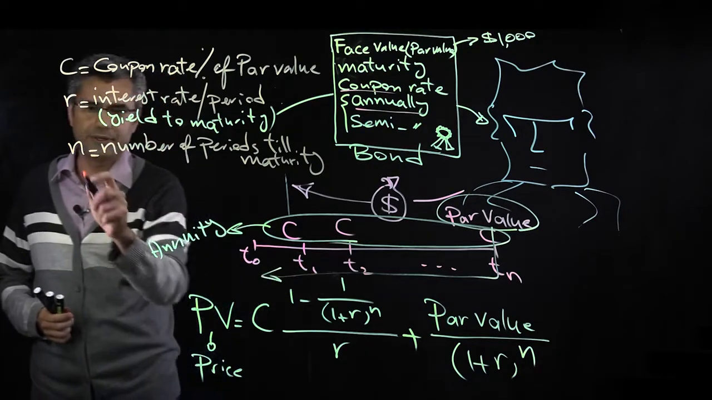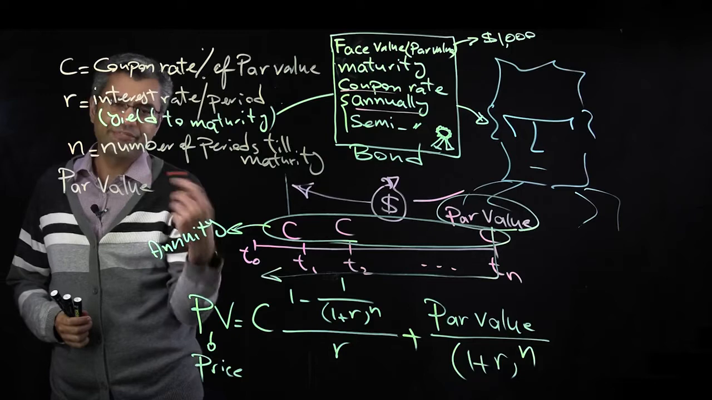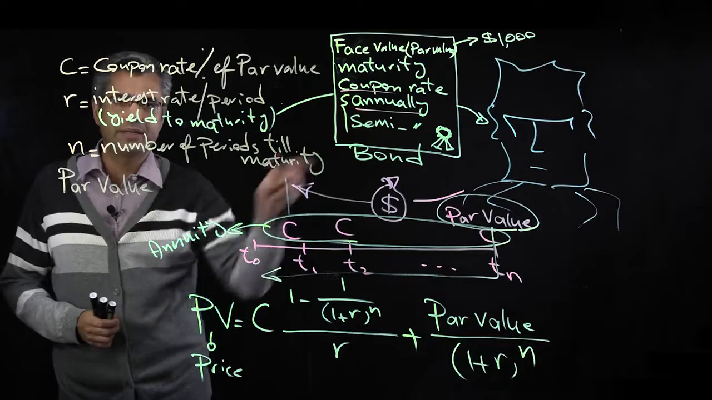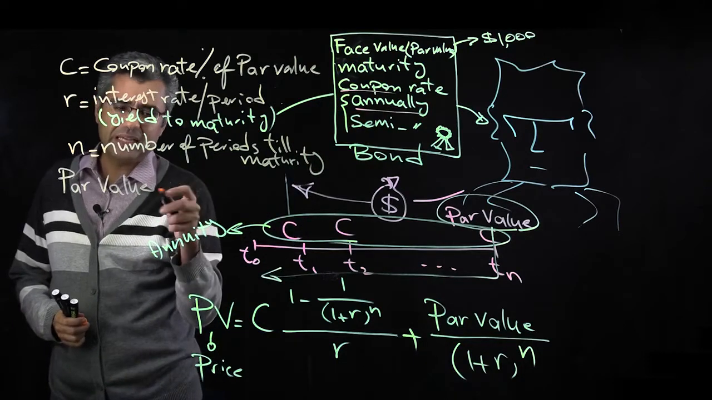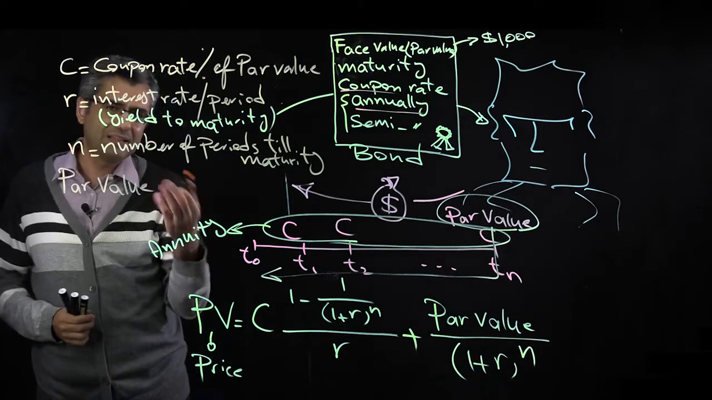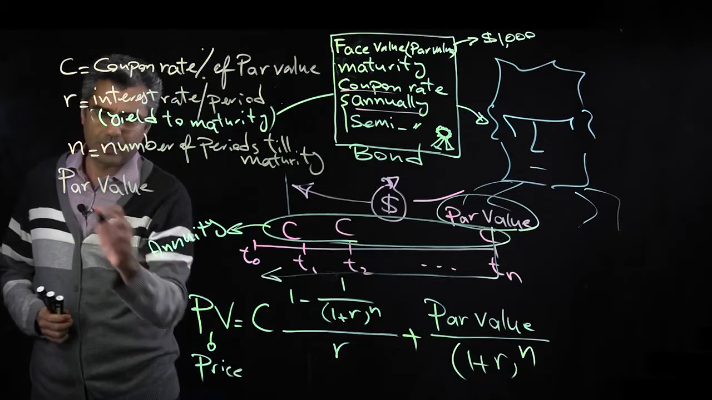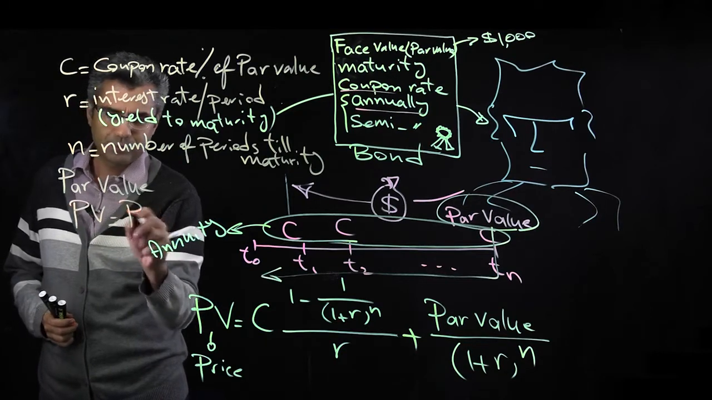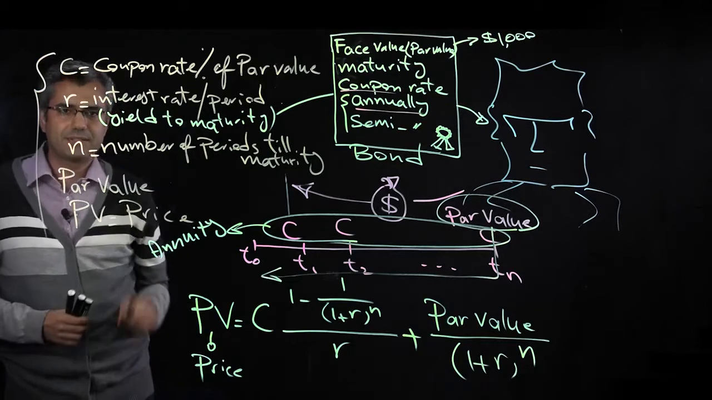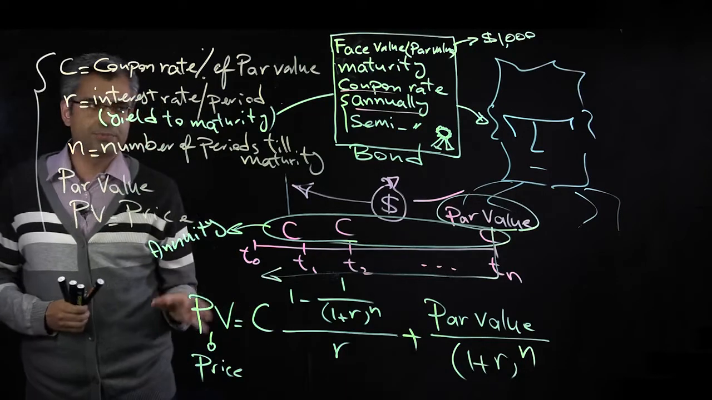Then we have par value. Par value, or face value, is a fixed value that is mentioned on the bond instrument. In most cases, as I said, it is $1,000. So if I didn't give you this in the exam, you need to assume it's $1,000. And PV, of course, is the price of the bond today. So there are 5 parameters that we need to include in the calculation of bond price.